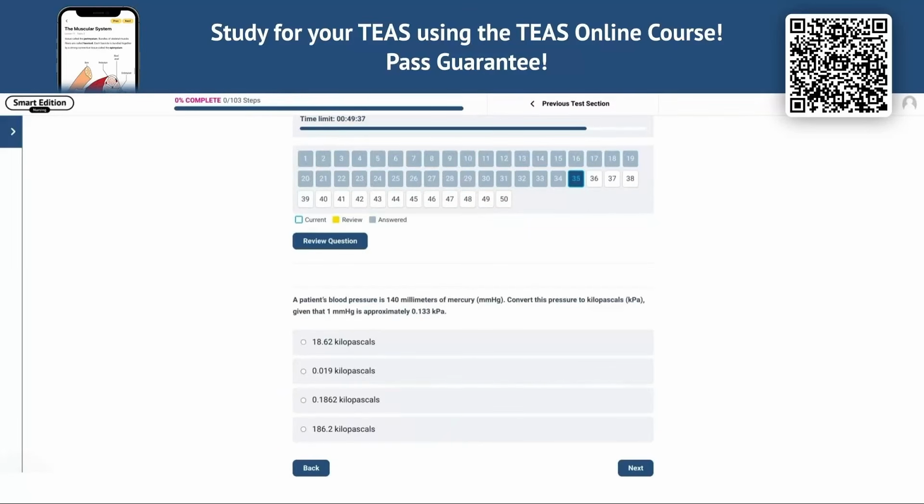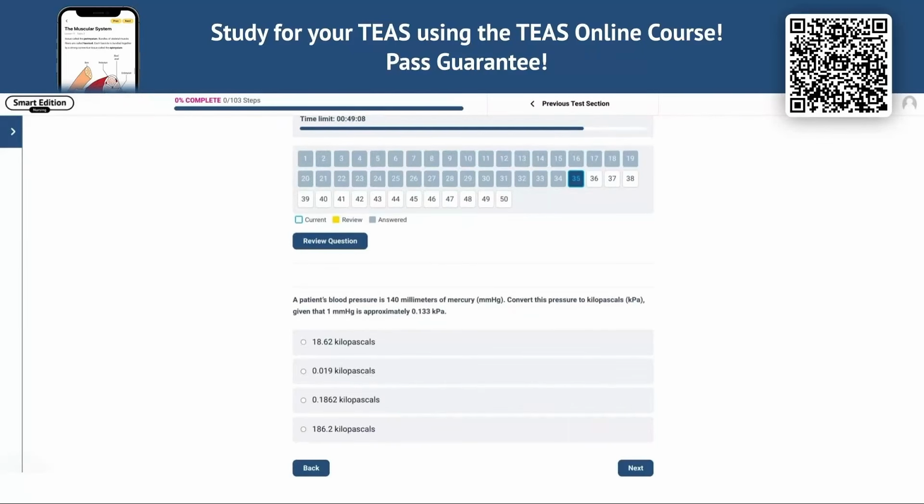So in this case, you're basically just doing a little bit of math to determine what the answer is, given what they have provided you. So the correct answer here is actually A, 18.62 kilopascals.